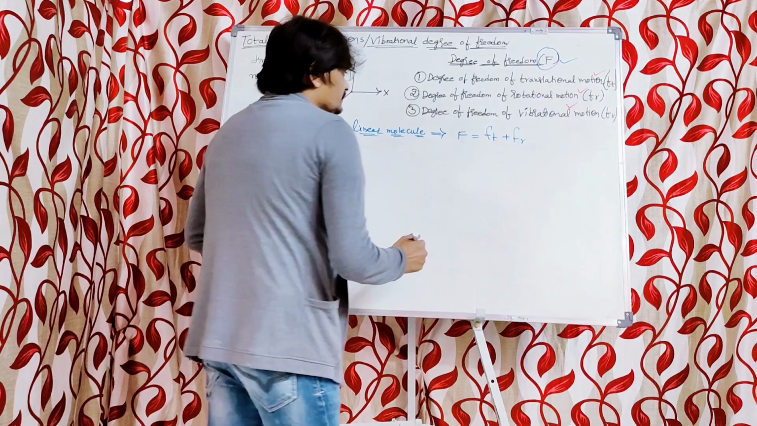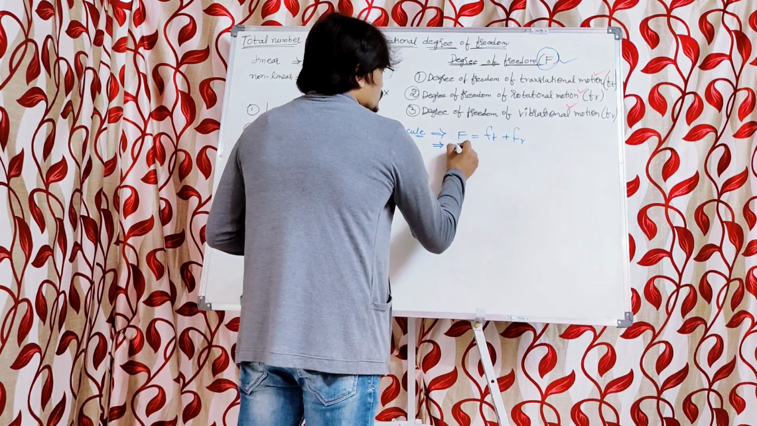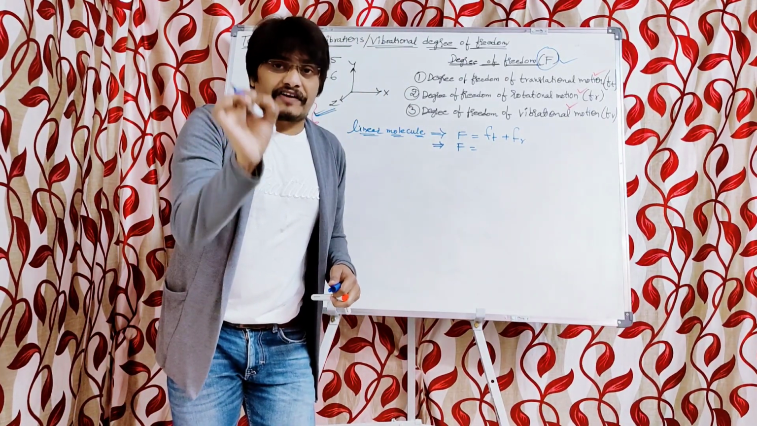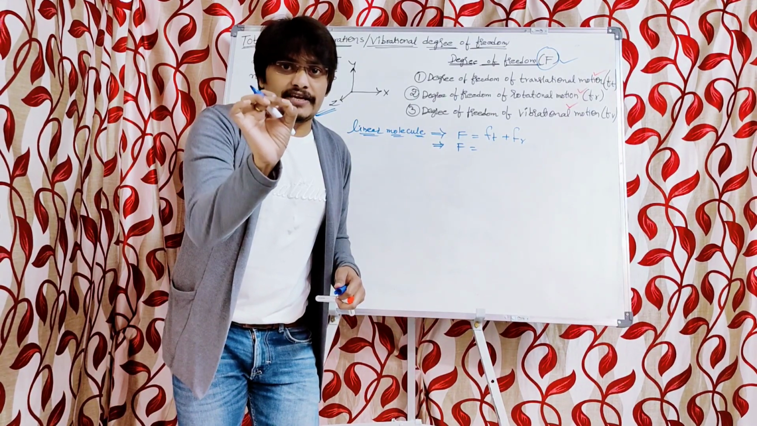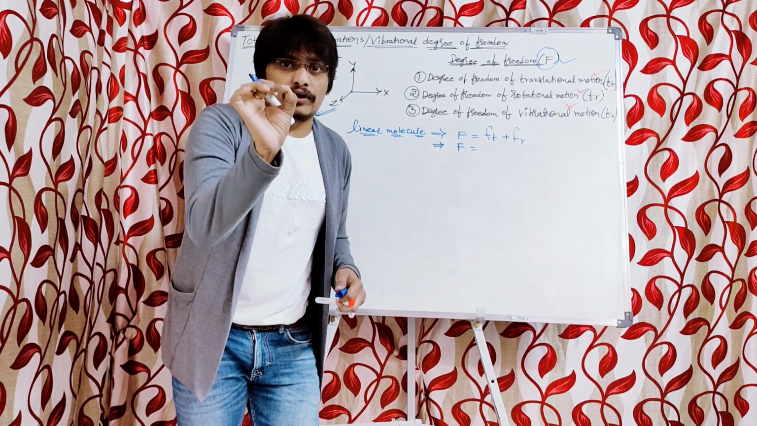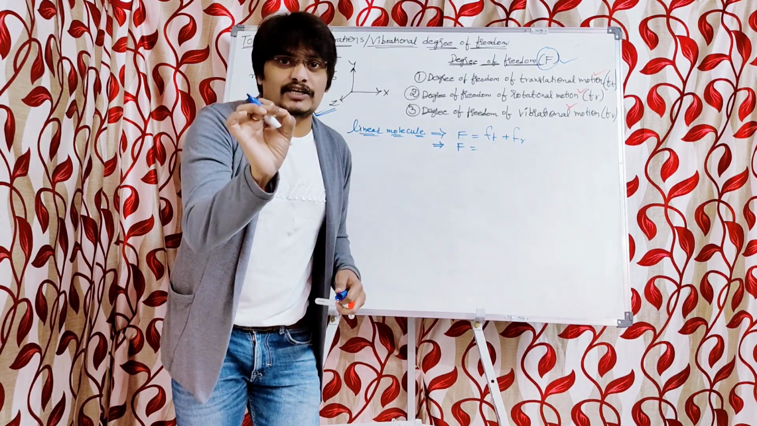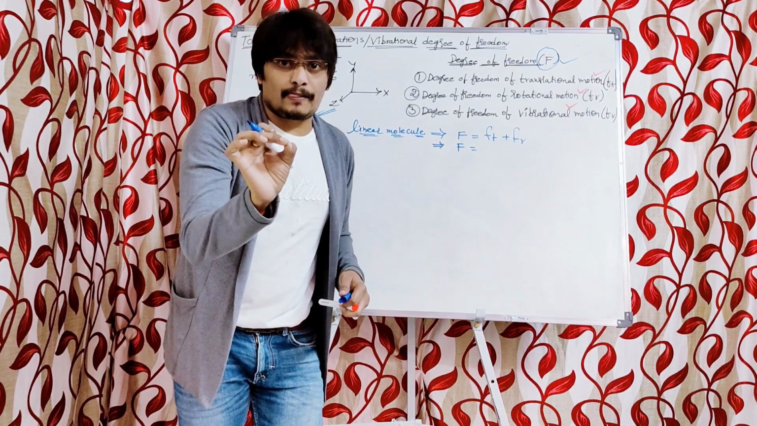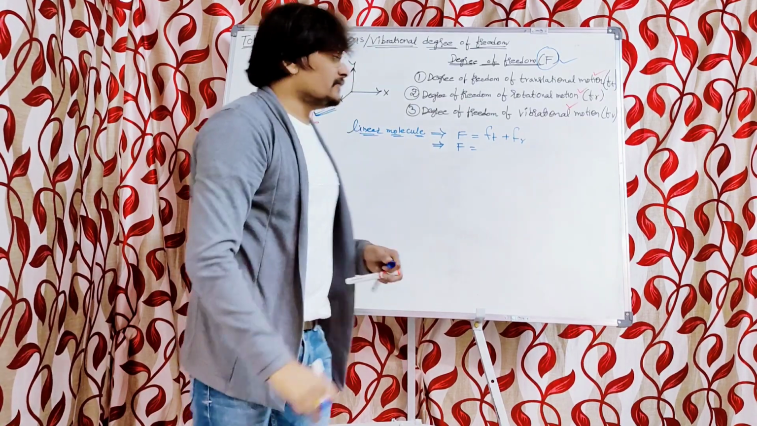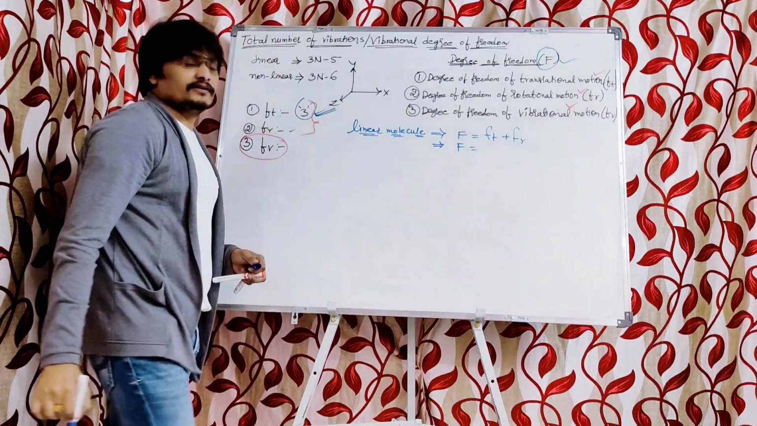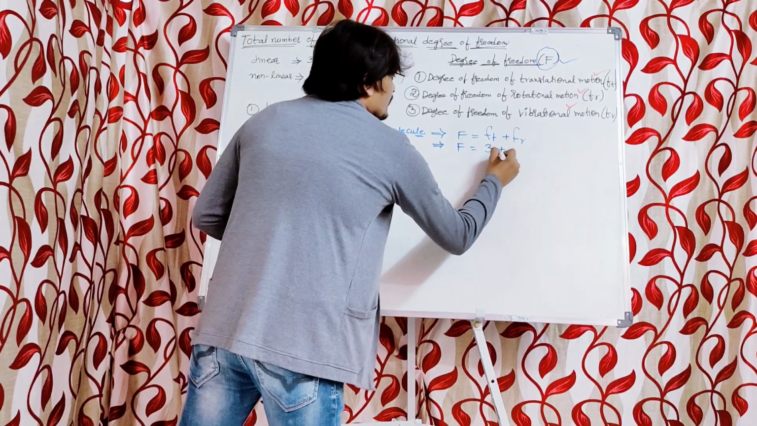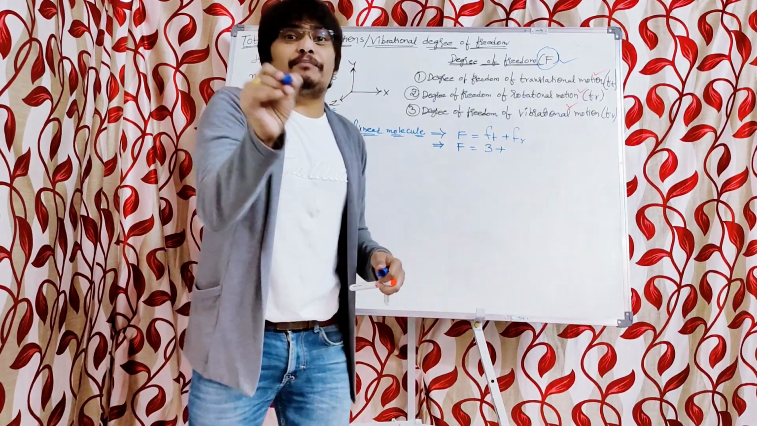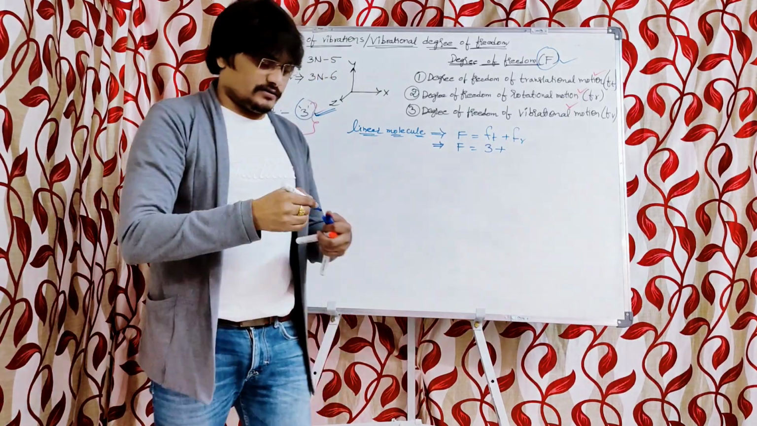So for a linear molecule, F equals, as I have already discussed, the degree of freedom of translational motion, represented by Ft, which is common for all the molecules irrespective of their structure, whether it is monoatomic, diatomic, polyatomic, linear, or non-linear. Its maximum value is 3. It is constant, as I have already explained. 3. Now coming to Fr, the degree of freedom of rotational motion, for linear molecules.